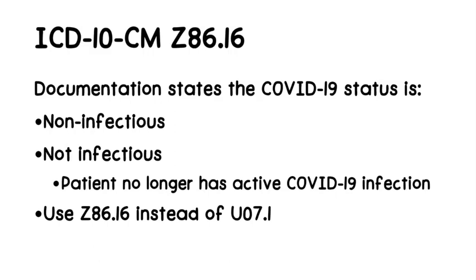If the provider documents non-infectious or not infectious COVID-19 status, this indicates that the patient no longer has an active COVID-19 infection. Therefore, you would assign code Z86.16 instead of U07.1 for COVID-19.